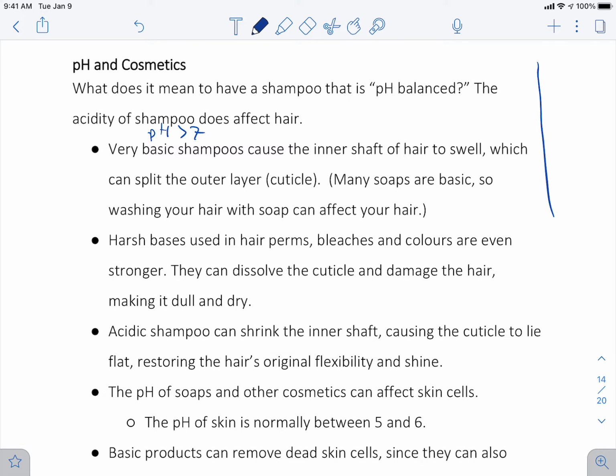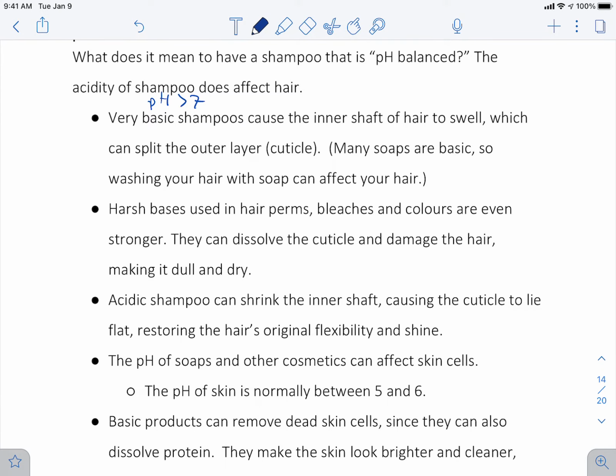So if you think about a hair follicle, it's got these sort of scales on the outside, and that's the hair. But on the inside, there is a shaft of proteins and material, which can split the outer cuticle. So then the hair will start to split out and separate. Many of the soaps are basic, so washing your hair with just basic regular soap, not like with hand soap, can actually be damaging to your hair.